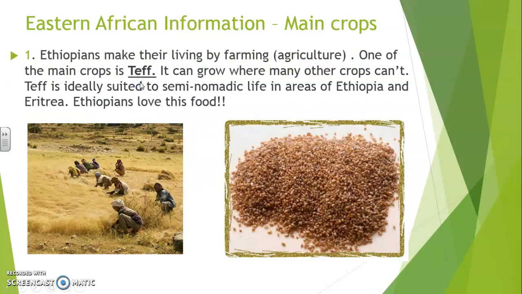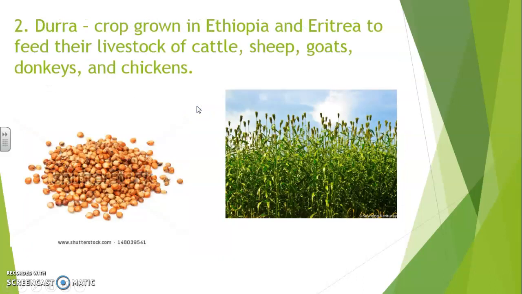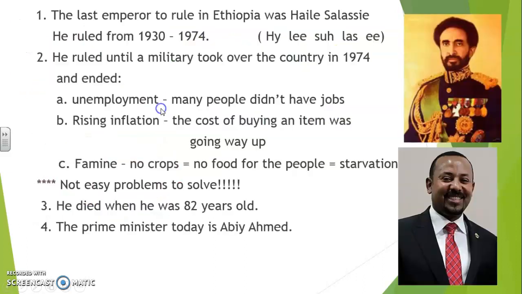So main crops, Ethiopians make their living by farming. One of the main crops is teff. Wheat can be grown where many other crops can't. In the dry ground, teff is suited for a nomadic or moving from place to place in Ethiopia and Eritrea. Ethiopians love it. A crop raised to feed livestock, like we do field corn, they grow dura, and their livestock would consist of cattle, sheep, goats, donkeys, and chickens.